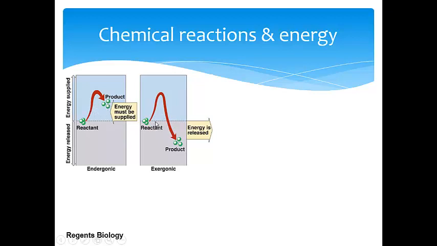On the other hand, this graph over here shows a catabolic reaction. Here are my reactants. They undergo their reaction, but the final products have less energy than the reactants, meaning energy is released. An example of this would be cellular respiration. We break down glucose in order to release the stored energy to make ATP.